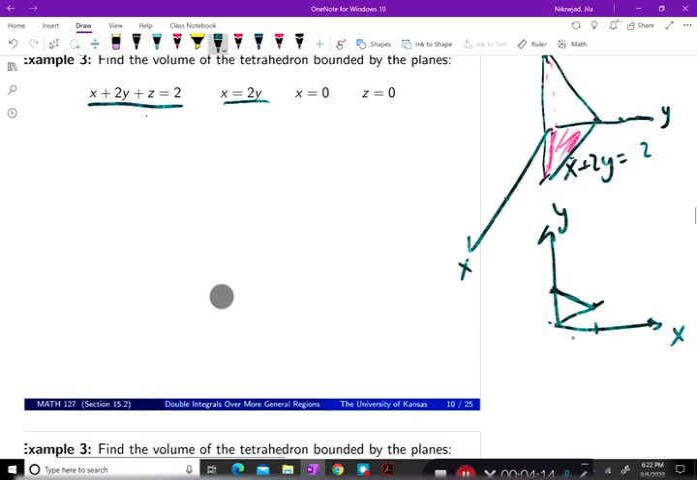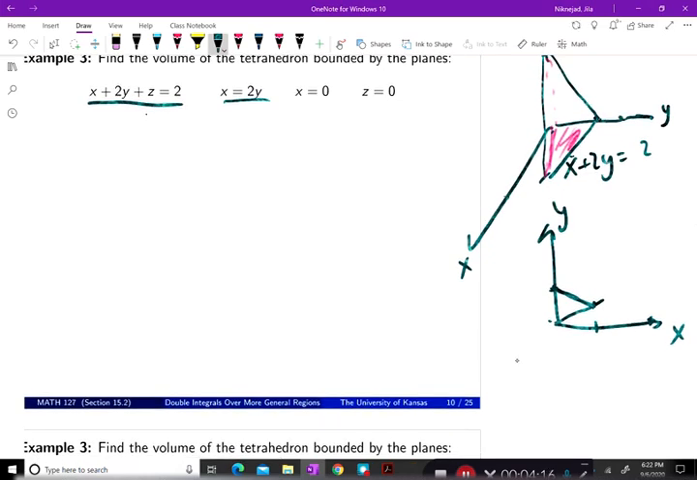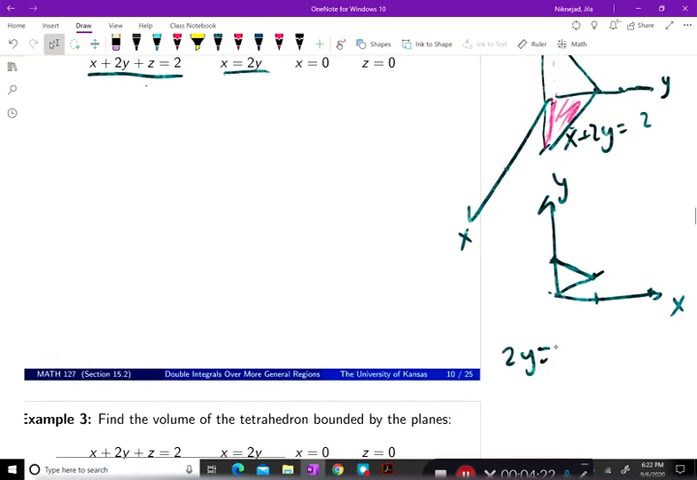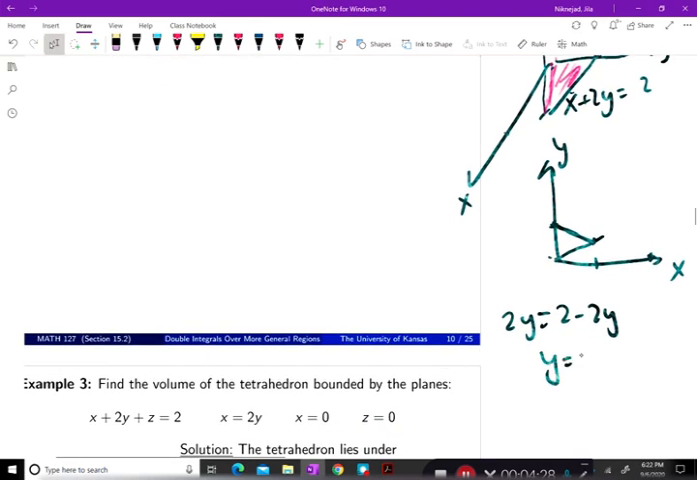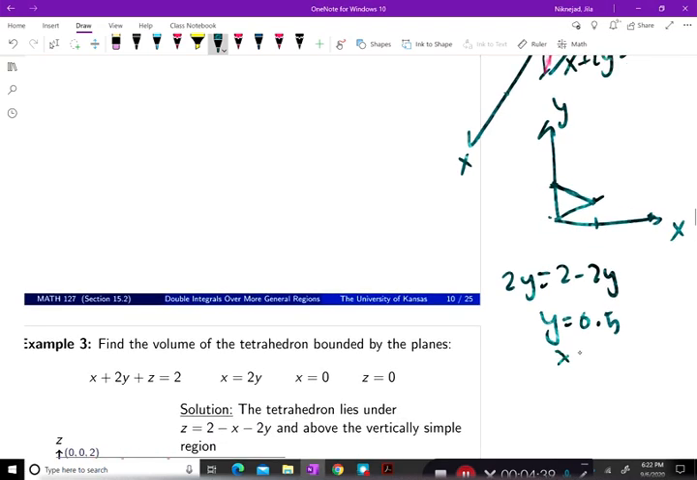Let's find the intersection of the two. By setting 2y and 2 minus 2y equal to each other, you get y is equal to 0.5, and then x in that case would be 1. X is equal to 1. So this is 1 and 1 half.